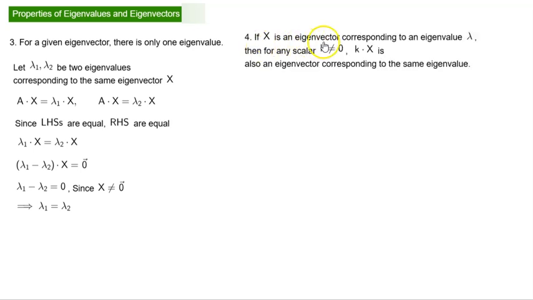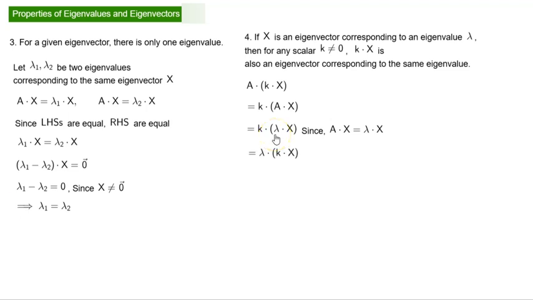Now, if x is an eigenvector corresponding to an eigenvalue lambda, then for any scalar k not equal to 0, k times x is also an eigenvector corresponding to the same eigenvalue. So A times k times x can be written as k times A times x, because k is a scalar. Now A times x is equal to lambda times x. So we substitute A times x with lambda times x. So we have k times lambda times x.